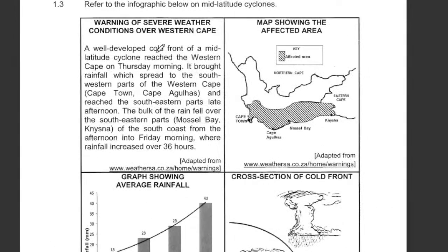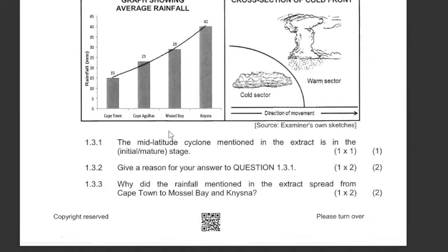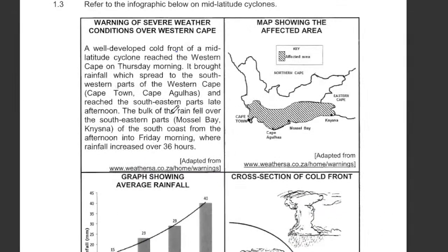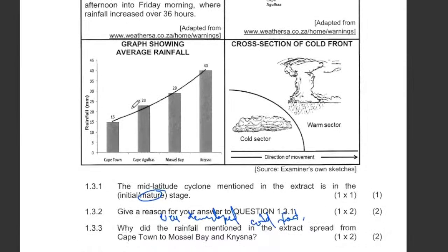The first question is, the mid-latitude cyclone mentioned in the extract is in which stage? Already in the extract, they have said a well-developed cold front. A well-developed cold front develops in a mature stage. So the answer here is mature stage. Give a reason for your answer. The extract has already stated a well-developed cold front. There are some other answers that you can give, like the severe rainfall that is spread all over, and so on and so forth.